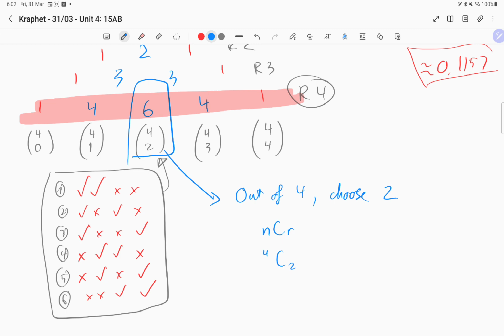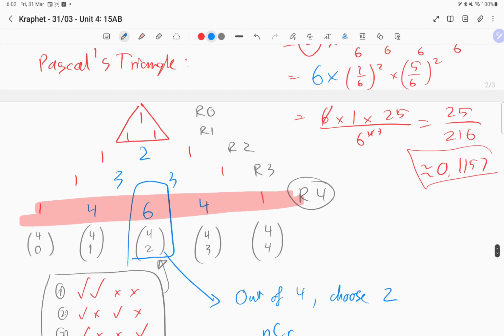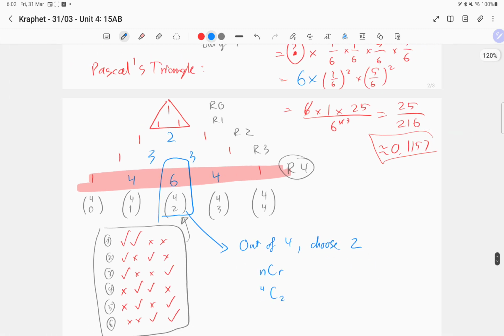So the Pascal's triangle is for a tech-free question. You might get this as a tech-free question on the next exam. For Unit 4, you will get one of these questions. It's either tech-free or tech-active, but you will get one of these questions.